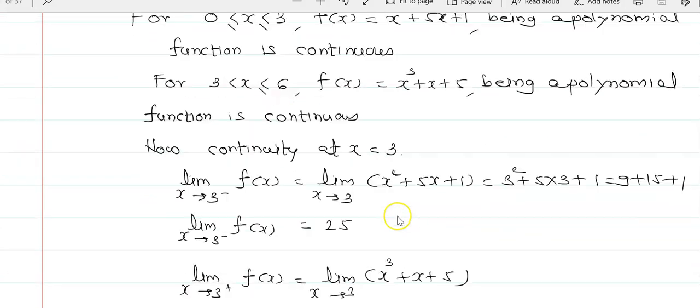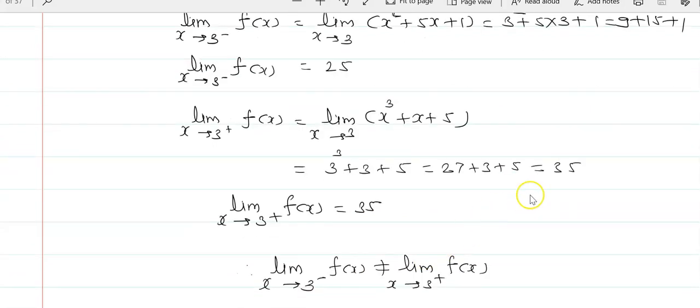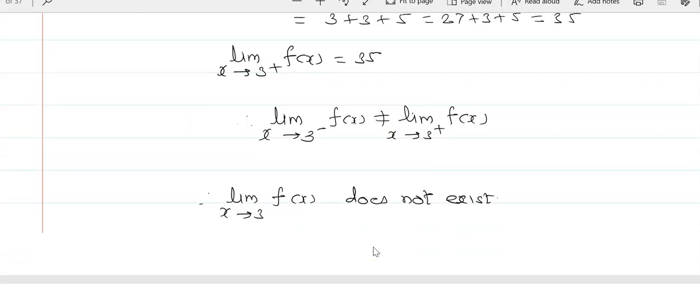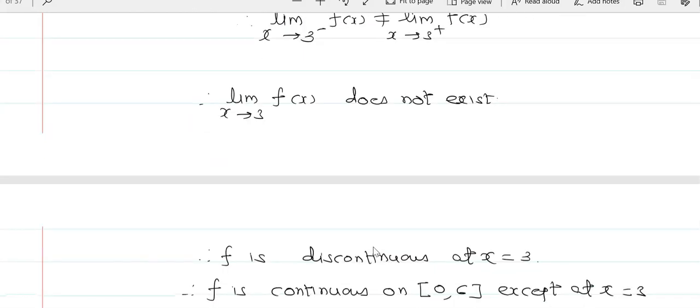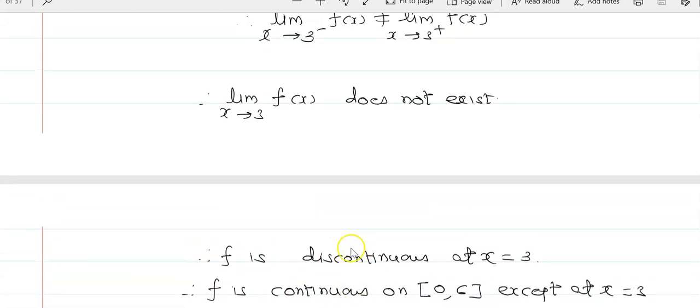Here it is x cube. Next is x cube plus x plus 5. It's 35. Both are not equal. Limit does not exist. Therefore, f is discontinuous at x equals 3. F is continuous on the closed interval 0 to 6 except at x equals 3. It has a jump discontinuity. Okay. Now let's see this next one.